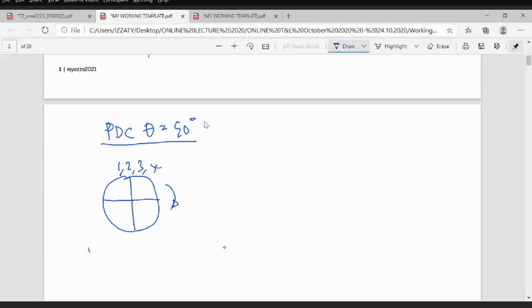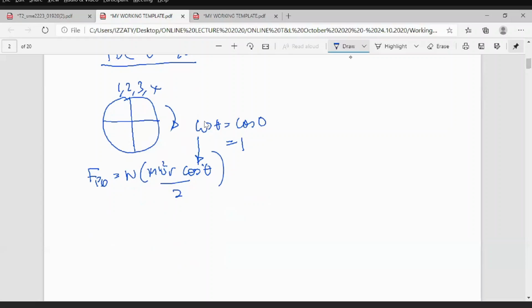So the result will be F primary direct is equal to M omega square, times cos theta, divided by N, divided by 2. So this cos theta, how are you going to get rid of the cos theta now? Cos theta is equal to cos 0, which equals 1. Why 0? Because I already assumed that my angle here stands at 0 degrees. Any question? No. Okay, fine.